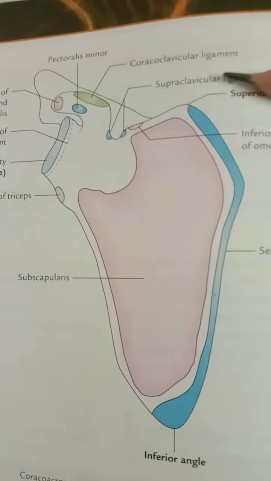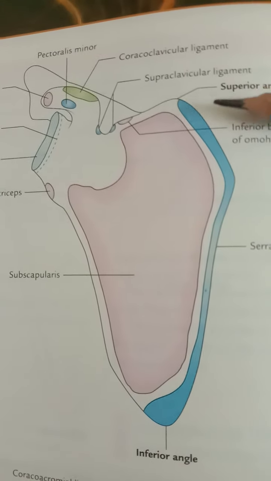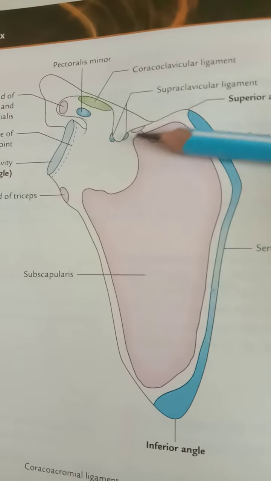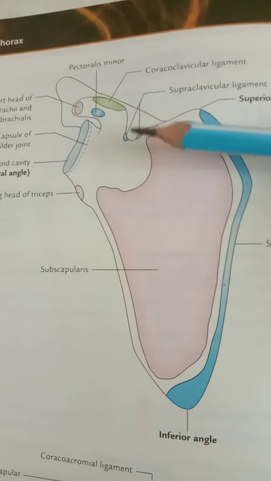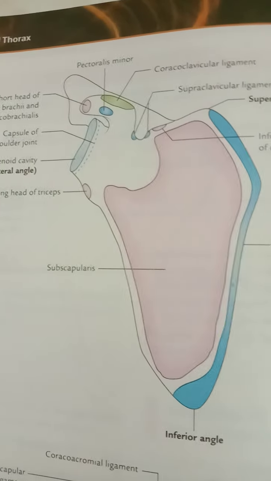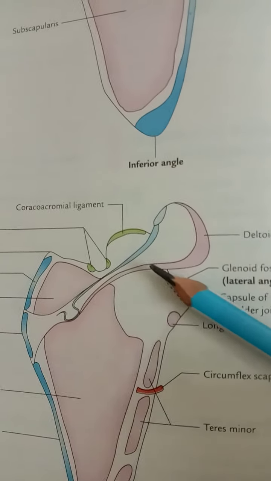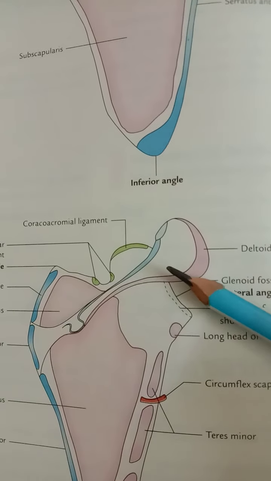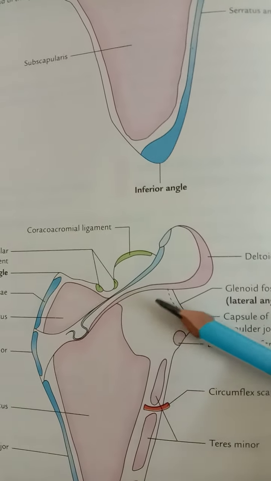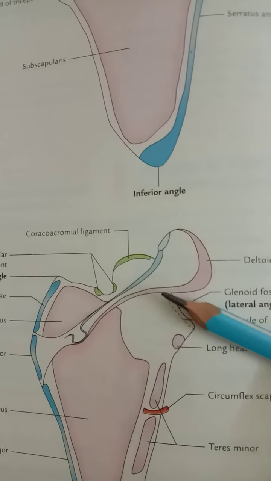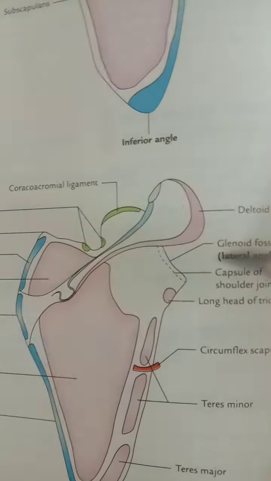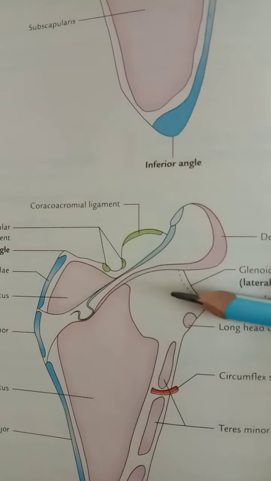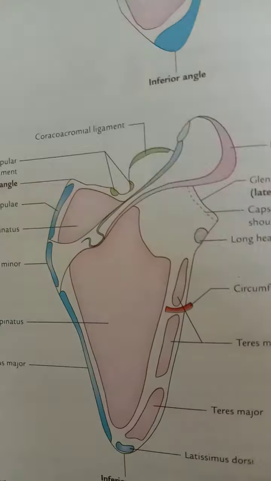Then the supraclavicular ligament or the suprascapular ligament, so this one, bridges across the suprascapular notch. And the spinoglenoid ligament bridges the spinoglenoid notch, and the suprascapular vessels and nerve pass through it. So these are the ligaments related to the scapula.